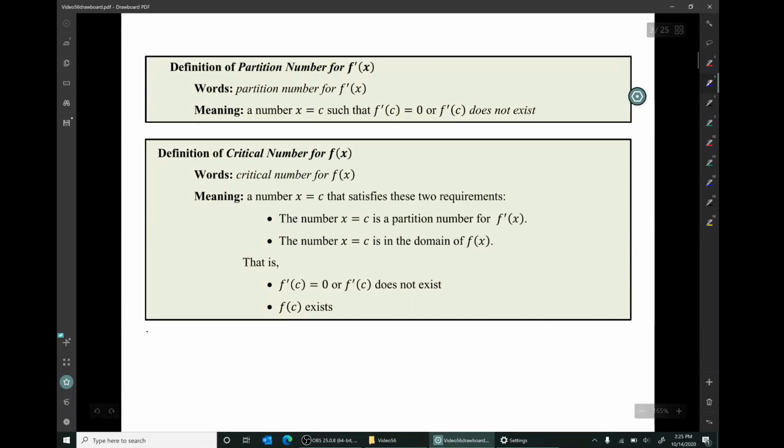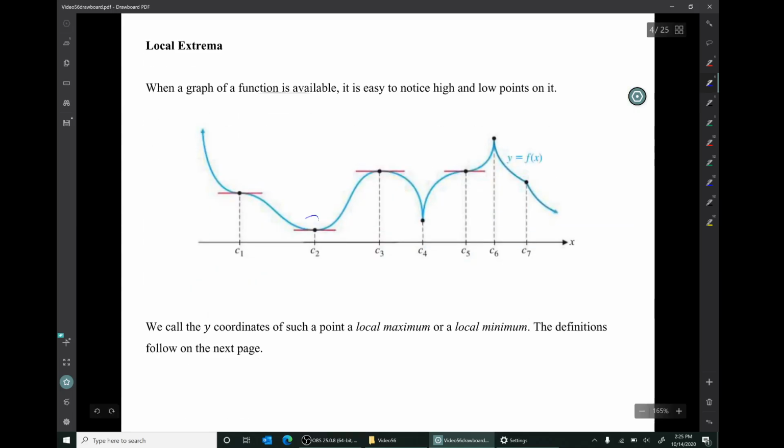A critical number for f of x is an x value where f of c exists, so there is a y value on the graph, and f prime of c equals 0, or f prime of c does not exist. So that would mean that the tangent line is horizontal, or either there's not a tangent line or the tangent line is vertical. So this local min occurs at this x value c subscript 2.